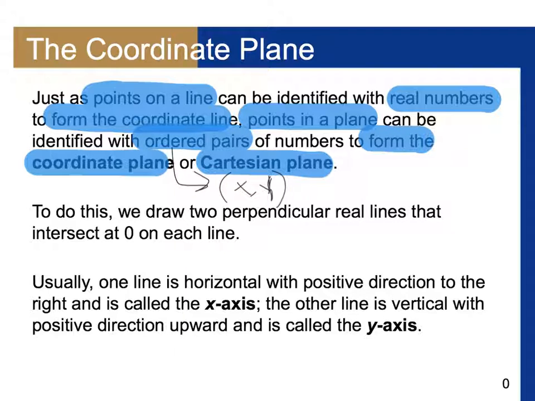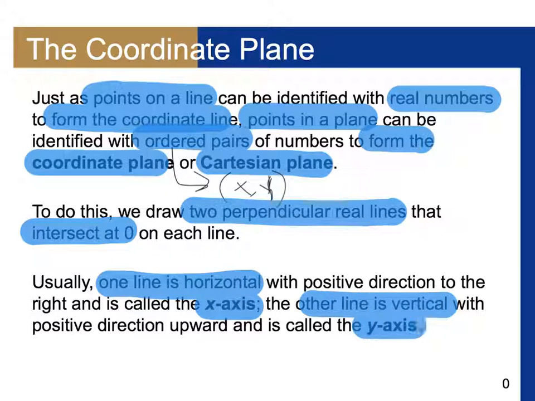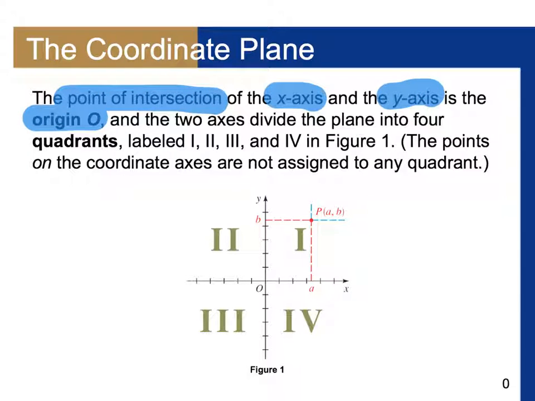Okay, so we draw two perpendicular real lines. The number lines cross, and they intersect at 0. One line is horizontal, and we'll call that the x-axis, and the other line is vertical, and we'll call it the y-axis. The point where those two number lines intersect is called the origin. And that's 0, 0. That's right in the center there.